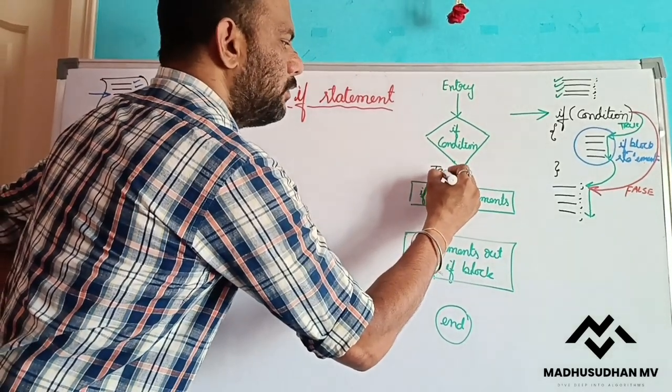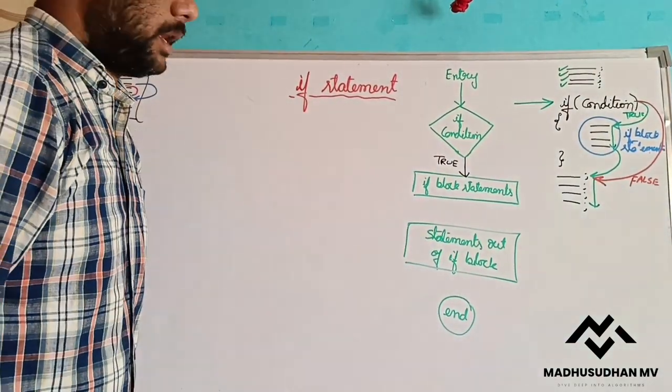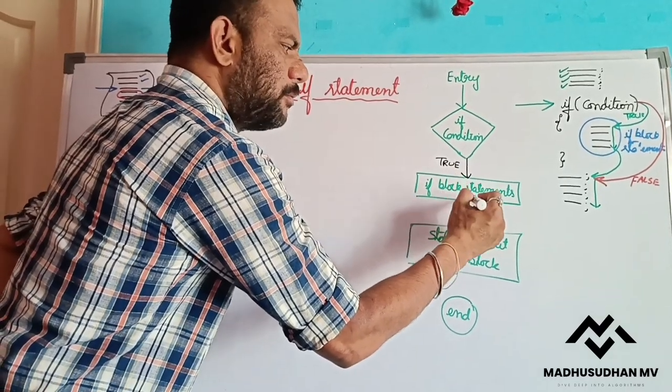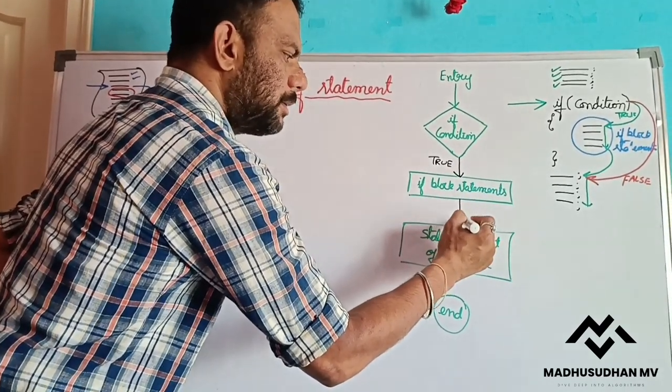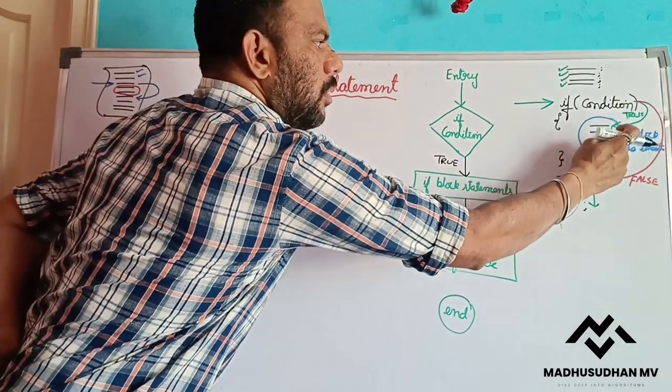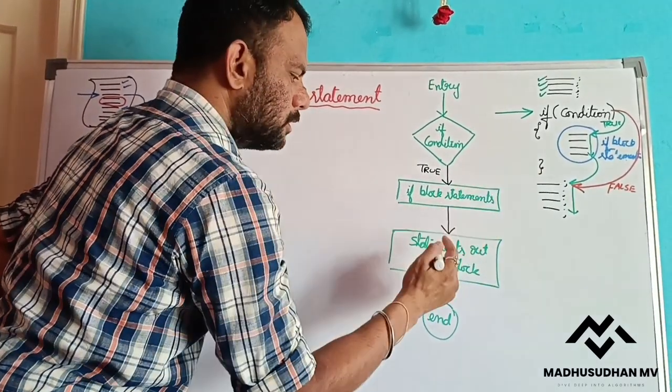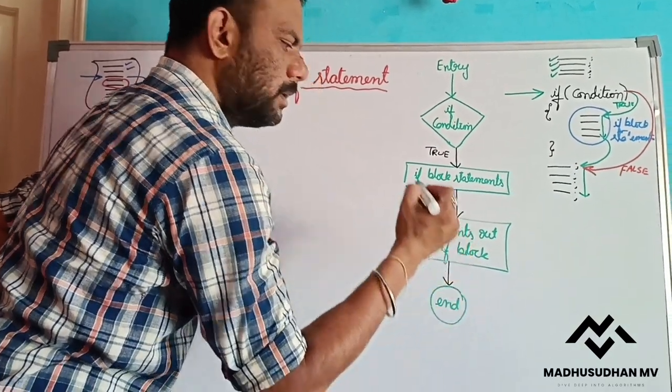This is in the case of the condition being true. After executing all the statements within the if block, control comes to the statements outside of this if block. See, after executing all the statements of the if block, the control comes out of the if block and executes the first statement. After that, this is the end.